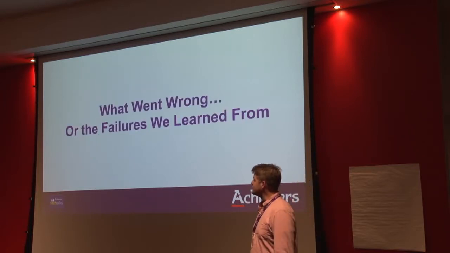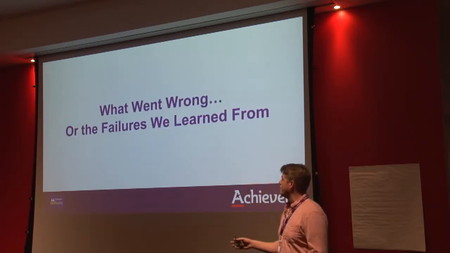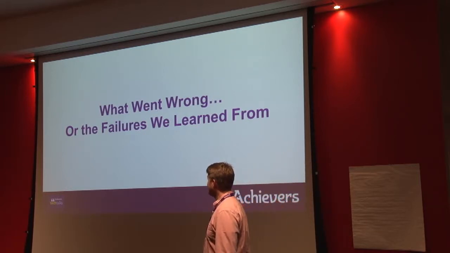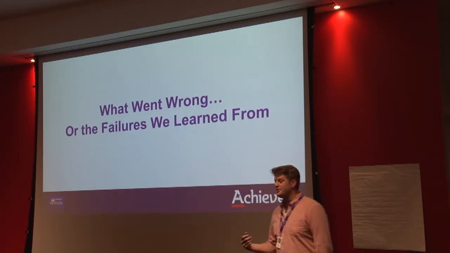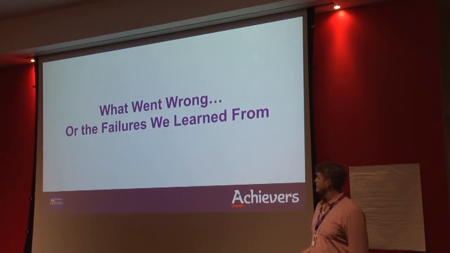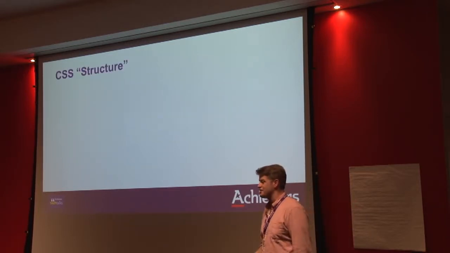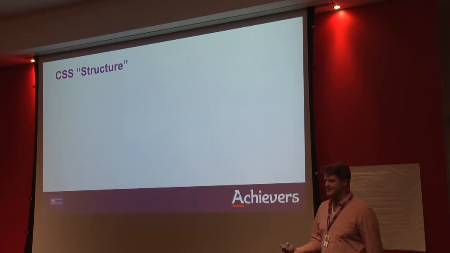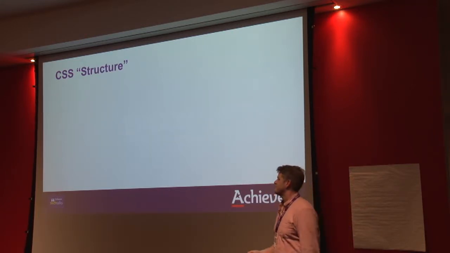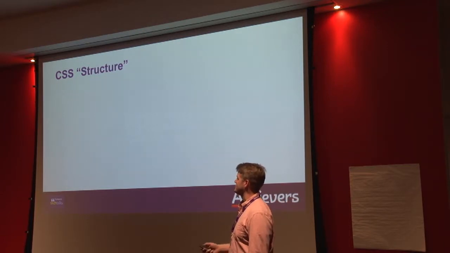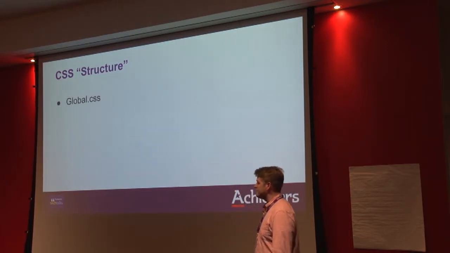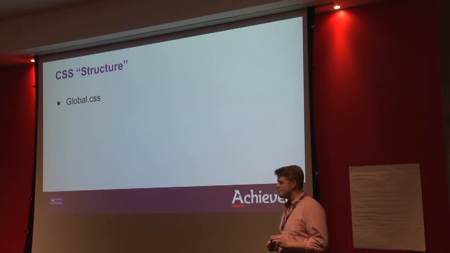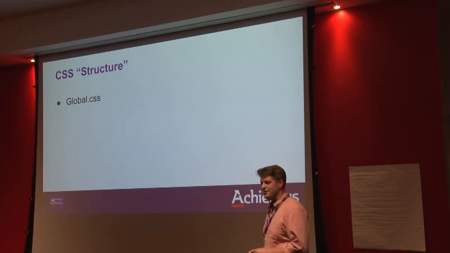All right, so what went wrong? That wasn't even what went wrong. That was just kind of an intro to what went wrong. So what went wrong, or the failures we learned from, let's give it a go. So our CSS structure. We talked a little bit before about how we had a lot of inline CSS, but that was just the tip of the iceberg for our excellent CSS structure. We had one file, it was called global.css. I was thinking, yeah, global.css, that's a pretty typical CSS name for all of your styles.